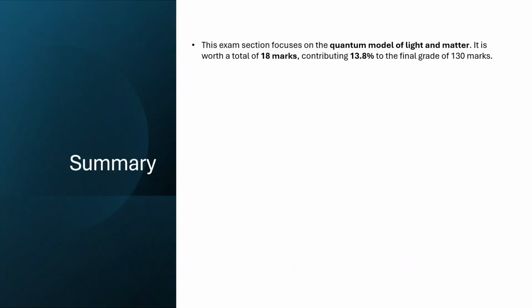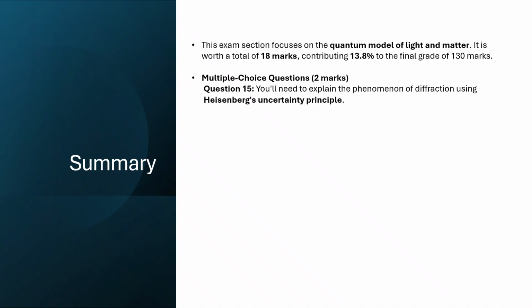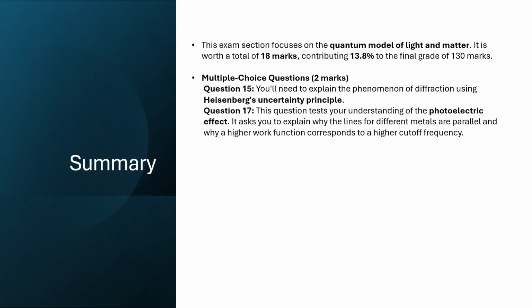This exam section focuses on the quantum model of light and matter. It is worth a total of 18 marks, contributing 13.8% to the final grade of 130 marks. Multiple choice questions, 2 marks. Question 15. You'll need to explain the phenomenon of diffraction using Heisenberg's uncertainty principle. Question 17. This question tests your understanding of the photoelectric effect. It asks you to explain why the lines for different metals are parallel and why a higher work function corresponds to a higher cutoff frequency.